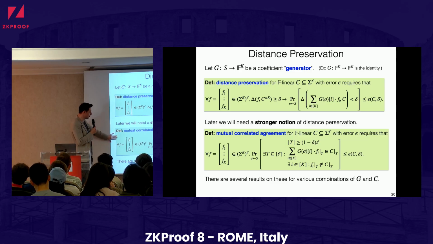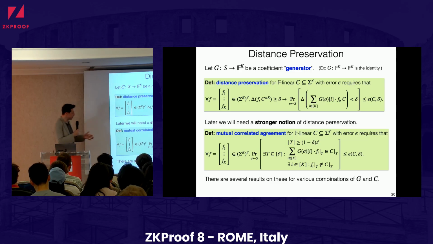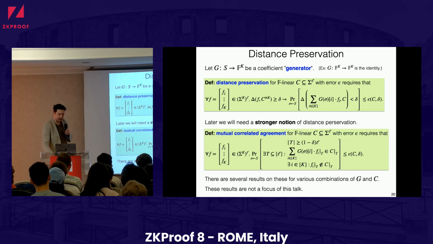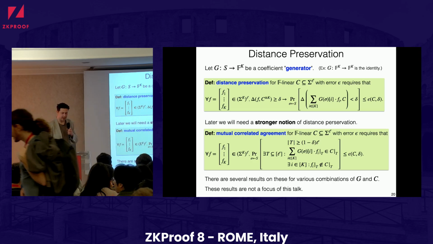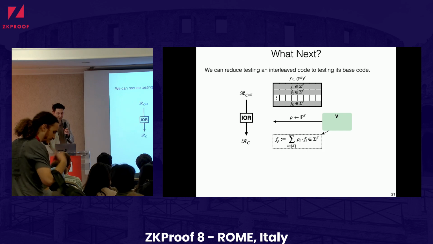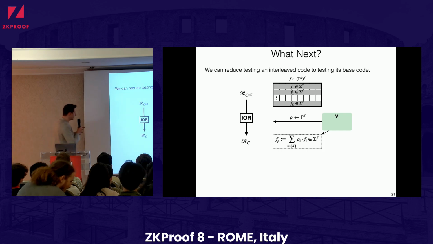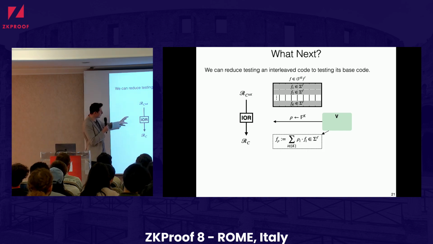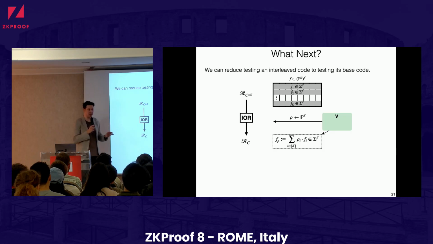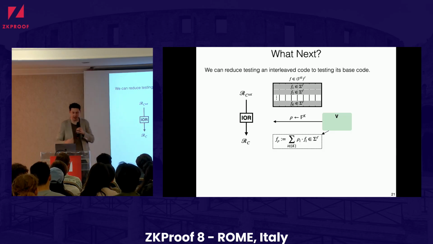You want more mutual correlated agreement. Won't go through it. It's not the focus of this talk. The point is that we have such notions, we have such results, and the takeaway is that if you don't have linear constraints, reducing the problem size is just a problem of distance preservation, and that's it. It's essentially equivalent to it, okay?